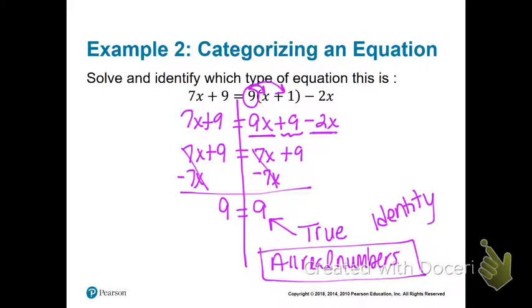Identity. All right. Now at this point right here, I noticed that they were the same on both sides. You could have stopped there, okay? And you might not get 9 equals 9. What if I moved the 9 first? If I'd have moved the 9 first, I'd have ended up with 7x equals 7x. Still true. Still all real numbers. Still an identity.